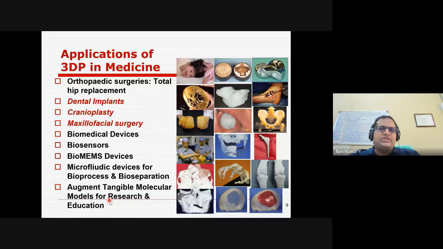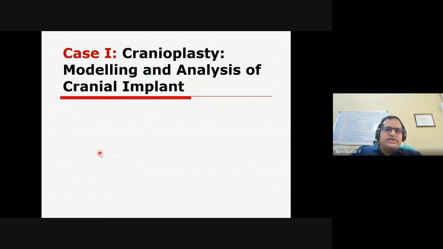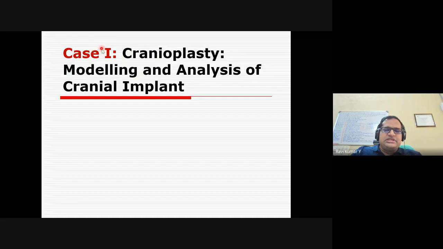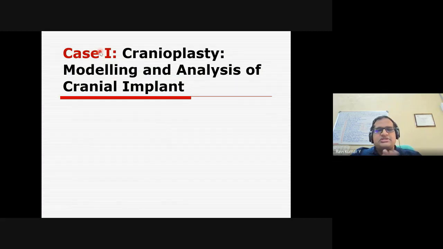Anyway, we'll come to our case studies. The first case study I'm going to discuss is a cranioplasty. This is how we have used medical image processing tools and 3D printing together to model and analyze a cranial implant for a patient-matched application.